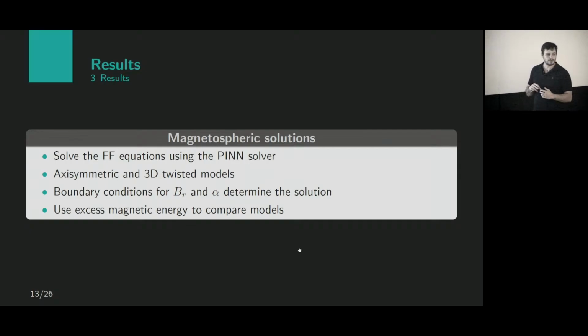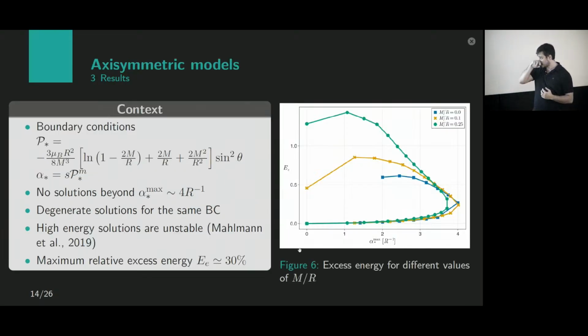What we're going to do, we are going to evaluate the excess energy of the twisted configurations compared to the untwisted ones, the potential ones, and classify and qualify, let's say, evaluate our models based on this measurement. So first, we did some axisymmetric models. The axisymmetric models of magnetar magnetospheres have been studied extensively in the literature, but we wanted to validate our method and also explore some things about these models.